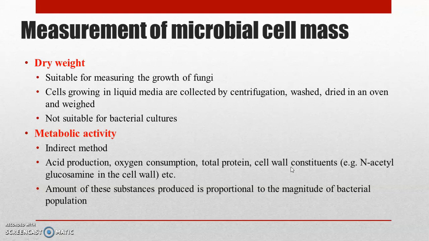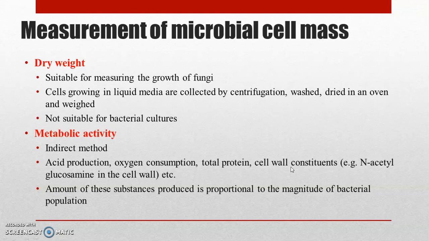Then metabolic activity is another method by which we can measure the microbial cell mass. It is an indirect method. As the microorganisms grow, they will do metabolism, and certain compounds will be produced as a result of this metabolism, and they will be accumulated in the cell, and they can be measured. These substances include organic acids, then oxygen consumption can be measured, then total protein, and cell wall constituents can also be measured. For example, in the case of fungi and filamentous bacteria, actinomycetes, N-acetyl glucosamine is a constituent in the cell wall.